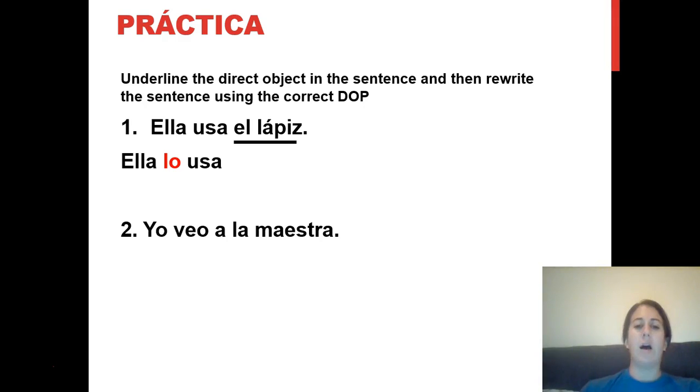Yo veo a la maestra. Okay. I see the teacher. Who do I see? The teacher. So, how am I going to say in Spanish, I see her? Process through that. If you need to hit pause, then hit pause. Yo la veo. Notice you're still using your subject pronoun and the same verb as the sentence. We're just replacing a la maestra with la.